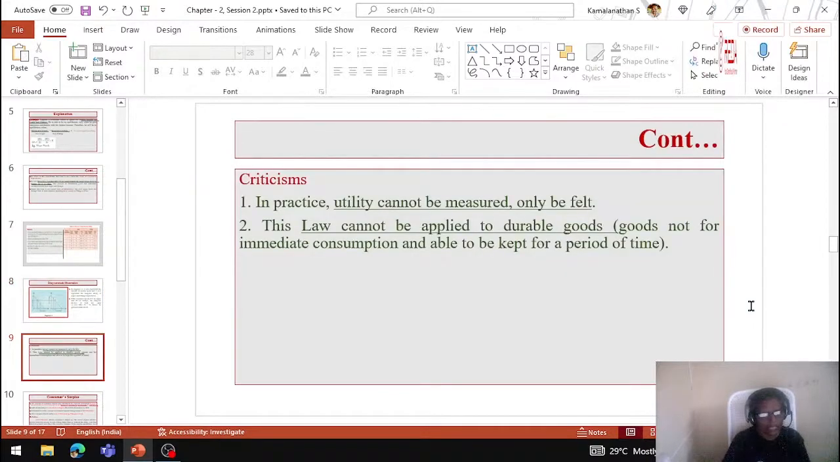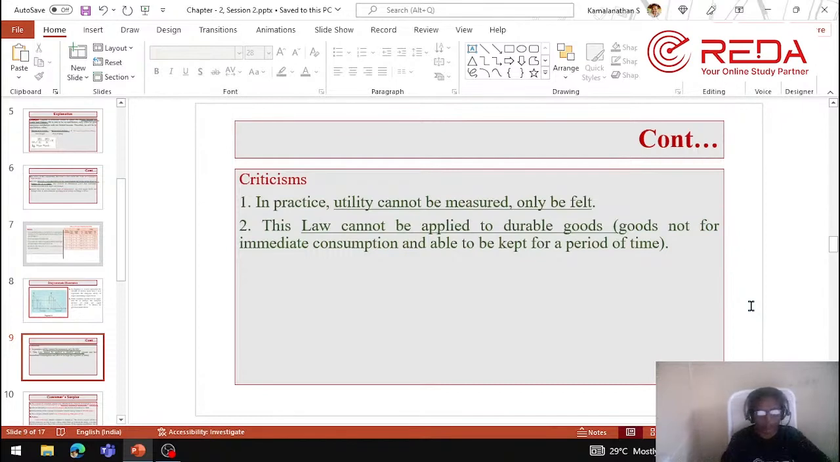Then, as I told you, if there is a law or a theory, obviously people will criticize it from their point of view. So there are some economists who criticize the law of equimarginal utility. The main criticism is that in practice utility cannot be measured. Yes, obviously utility cannot be measured, it can only be felt. Feelings do not have any measurement at all.